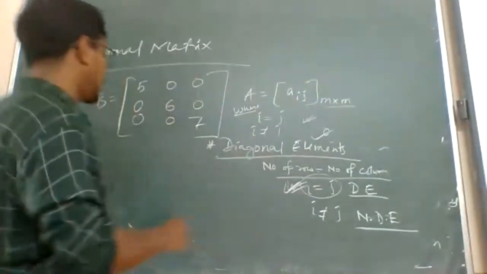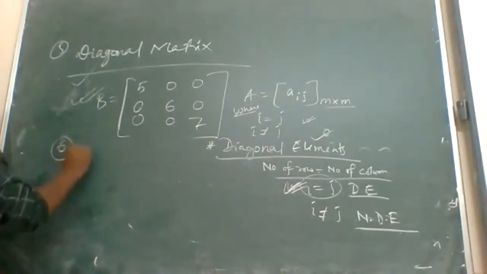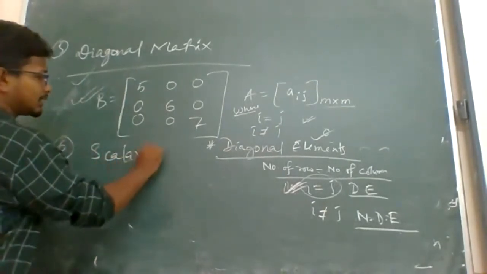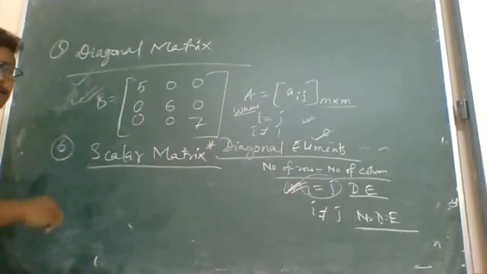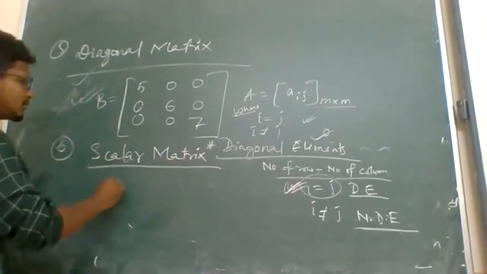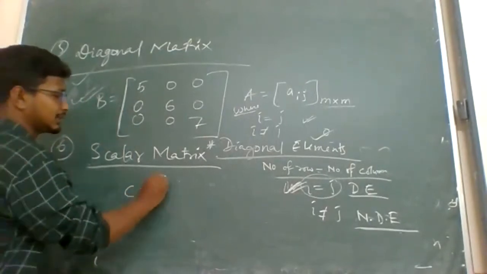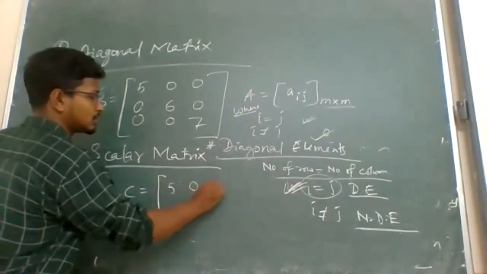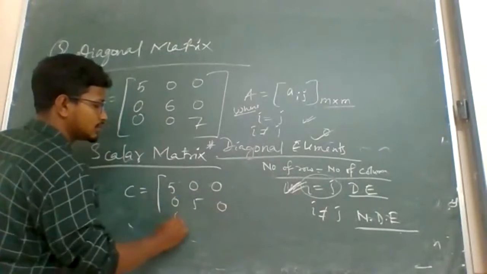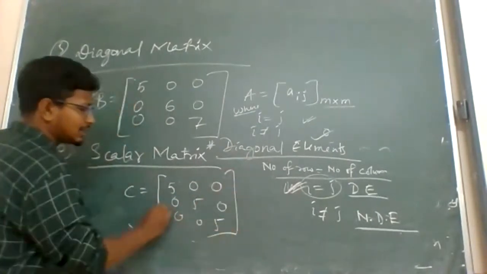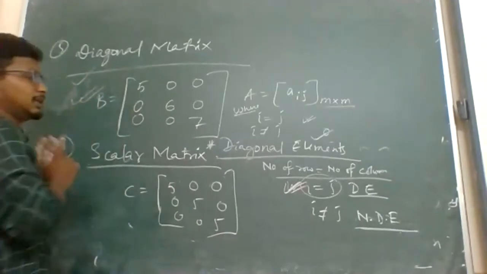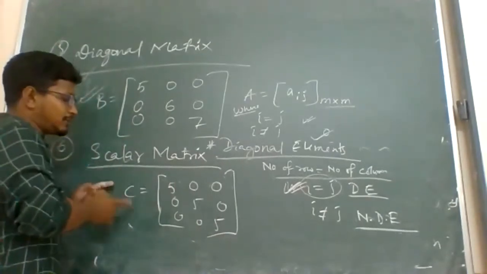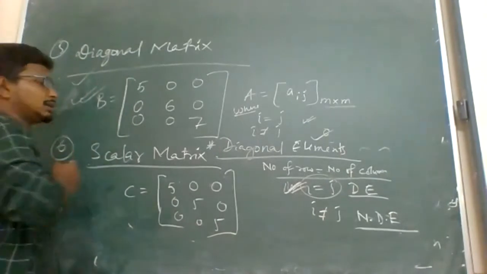Good. Now you will learn the sixth matrix, that is our scalar matrix. A scalar matrix is actually a diagonal matrix only. If I write the matrix C and here I write 5 0 0, 0 5 0, 0 0 5, can you find the difference between matrix C and matrix B? Say first.